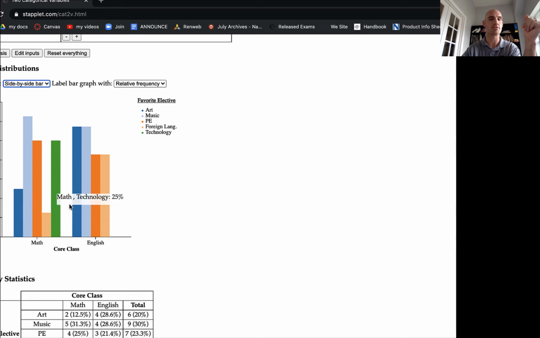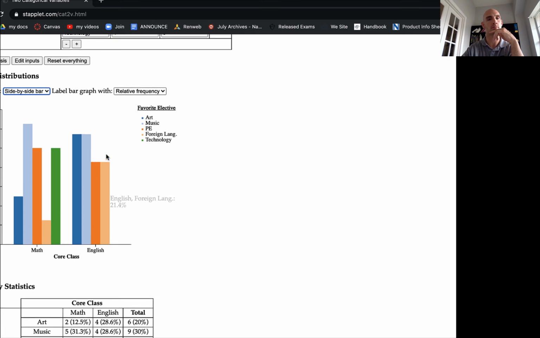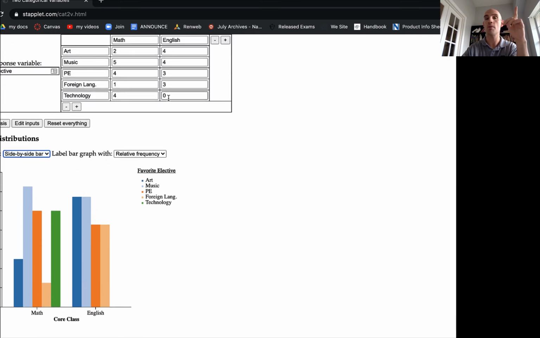Same for the light blue, that's just music. Orange is PE. Light orange is foreign language. And then there's this green that says technology, but there's no green over here. Why is that? Well, if you remember from our chart, there were no people that chose English as their favorite core class that also chose technology as their favorite elective. And so that's why it's not represented there.